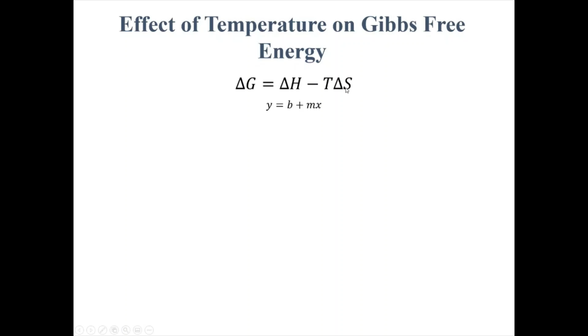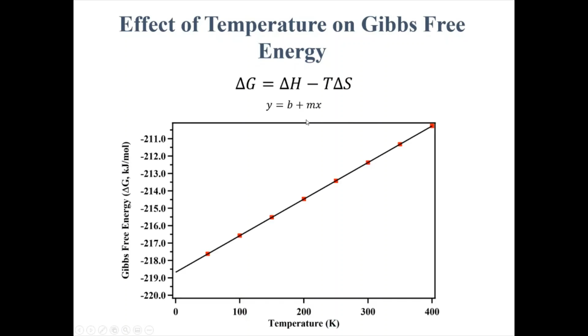Another way of looking at this is if we vary the temperature and we have a way of measuring delta G, we can create a graph that looks something like this. We can say, well, delta G is like a y, delta H is like a y-intercept, the temperature is like our x variable, and our minus delta S is like our slope. So in essence, we're converting this equation into a line function and creating a temperature-dependent plot.